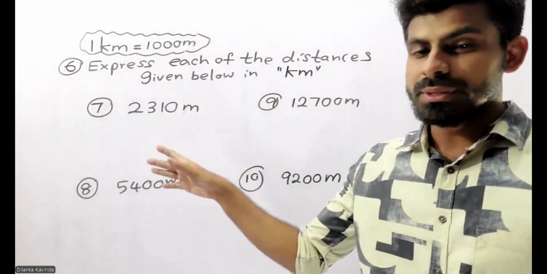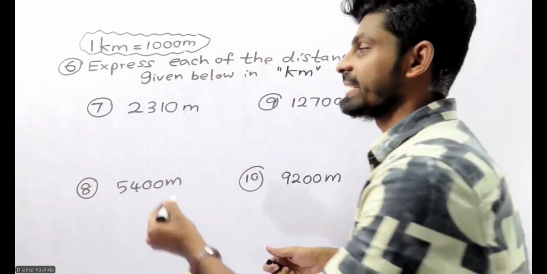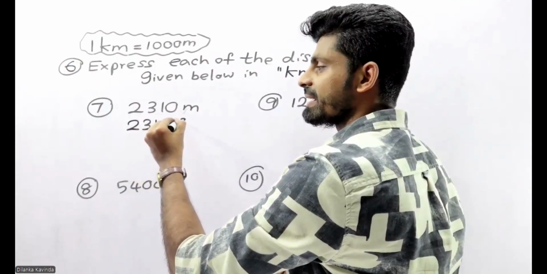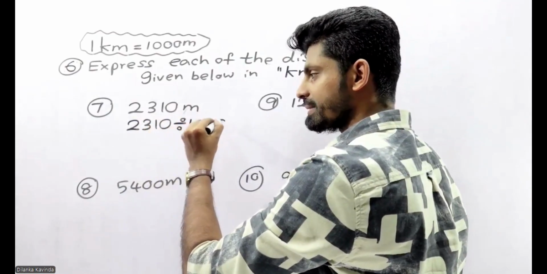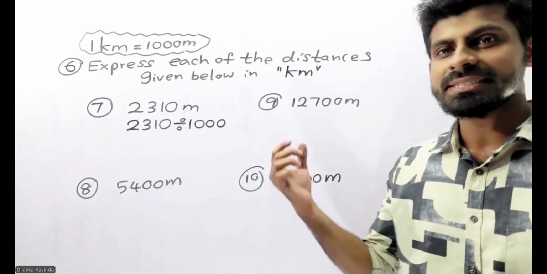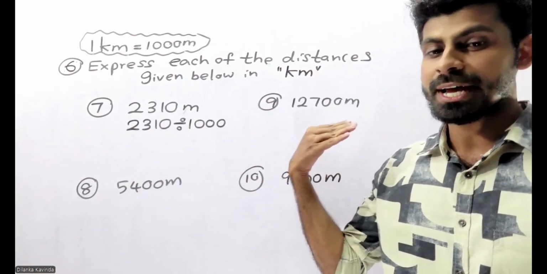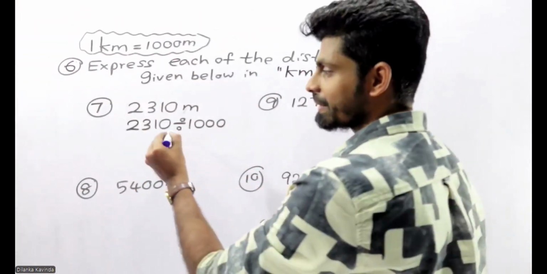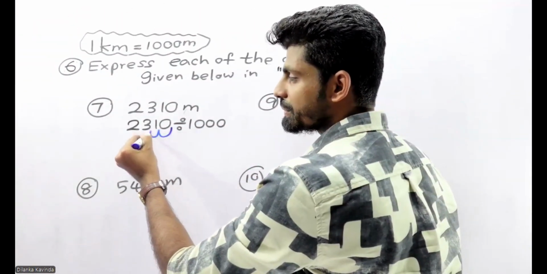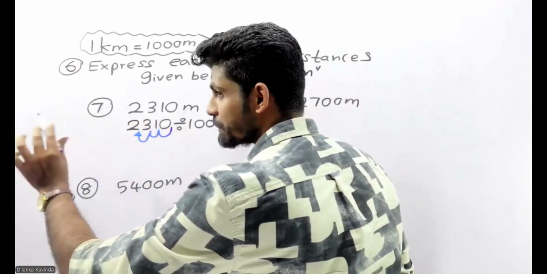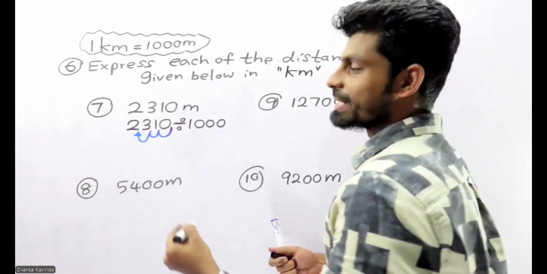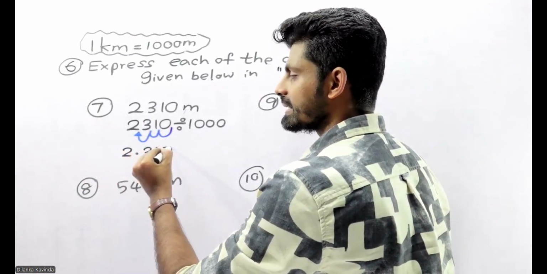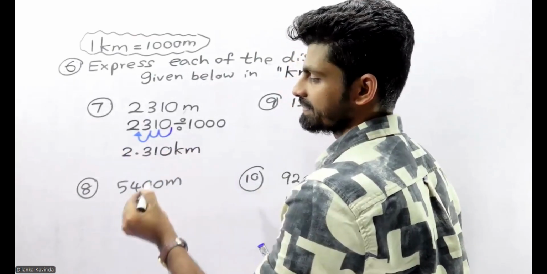Question number 7, 2,310. 2,310 divided by 1,000. 1,000 means 3 zeros. 3 zeros means how many decimal places you need to move to the left? 1, 2, 3 decimal places to the left. So that means 2.310 kilometers.